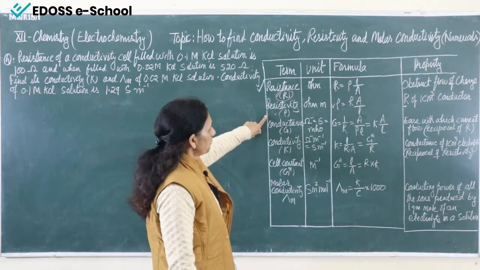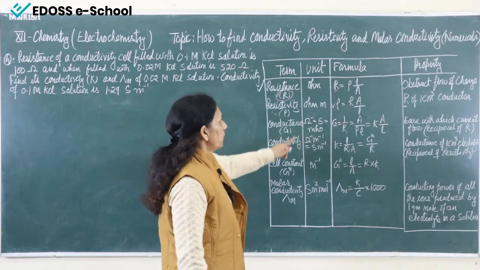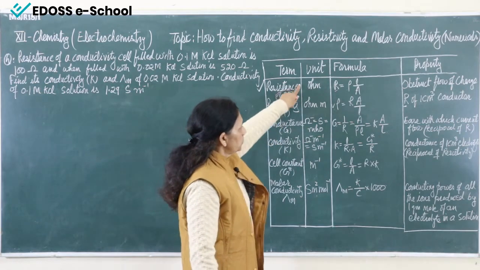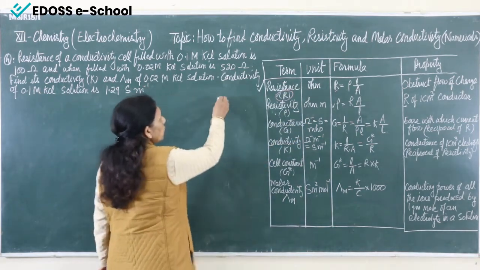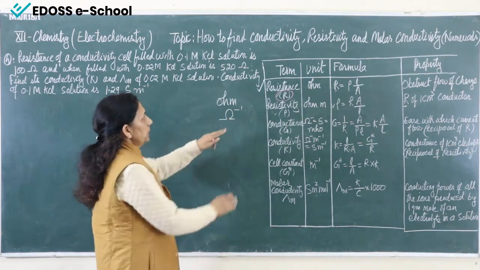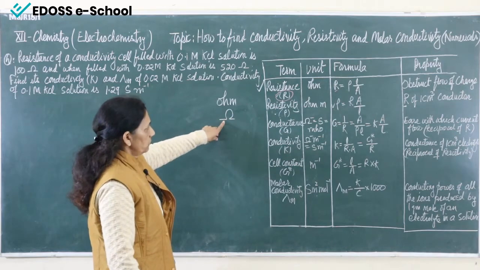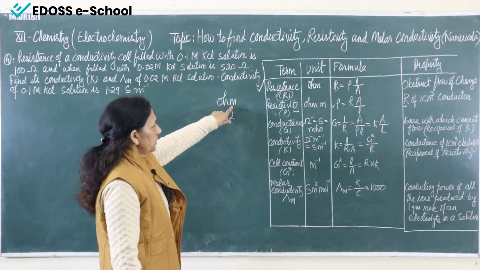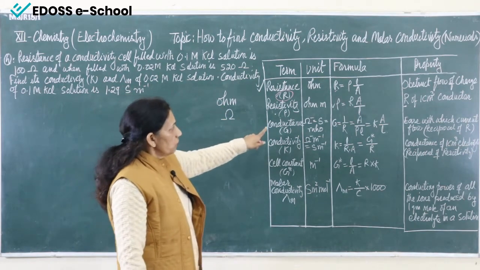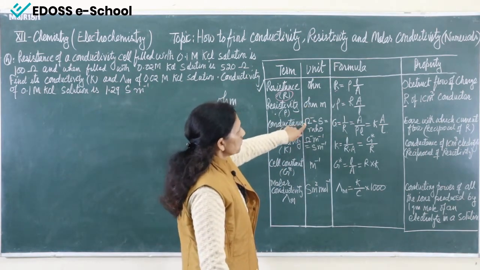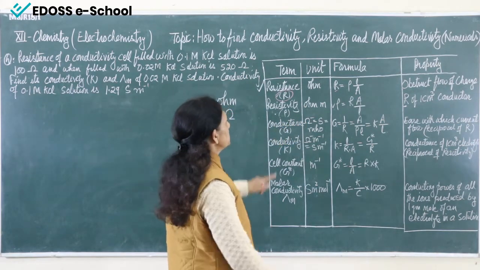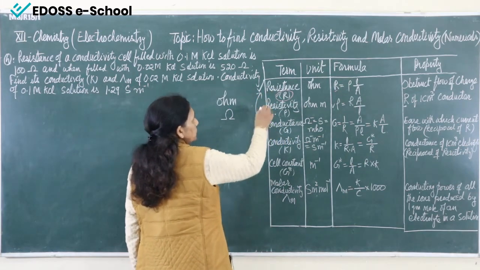Now coming to the third term, conductance. For conductance, the symbol is G, and its unit is per ohm. This is the symbol of ohm; in words we can write ohm, and in symbolic form we can represent it in this way. Why is it per ohm? Because conductance is the reciprocal of resistance.